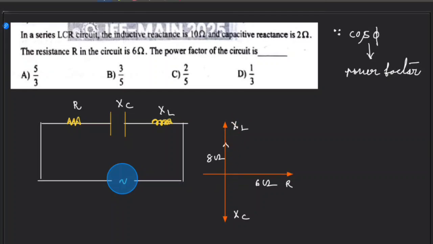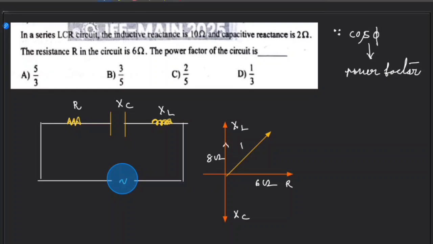So therefore, you will get a net like this. Now we're going to find the net of it, right? If you find the resultant of the 8 and the 6, this is 8, this is 6, and they both are perpendicular to each other. So under root of 8 square plus 6 square will be equal to how much? 100. Root of 100 is nothing but 10. So this value is 10.